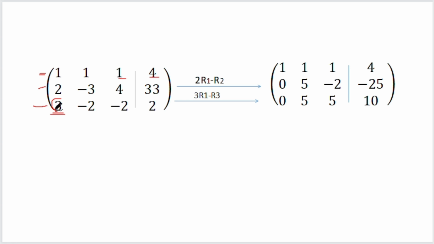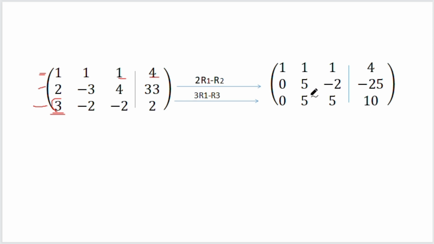So I'm going to multiply 3 to row 1, then minus row 3. If I multiply 3 here, I'm going to be having 3. So minus 3, I'm going to be having a 0. Then 3 minus 2 would give me a 5, and if I have 3 times this, I'll be getting 12. 12 minus 2 in this case, I'll be having 10.